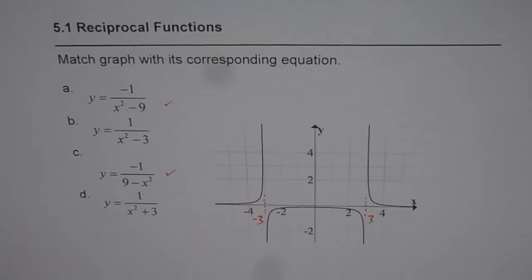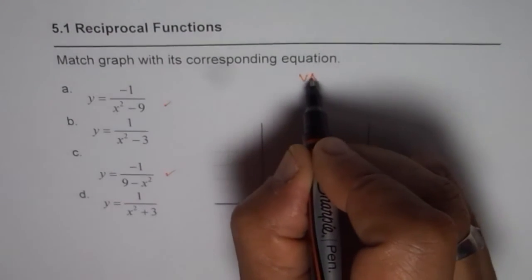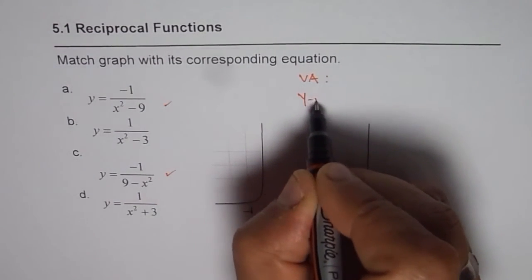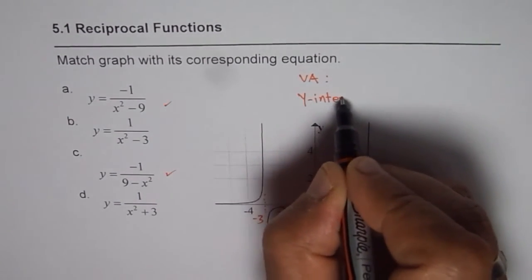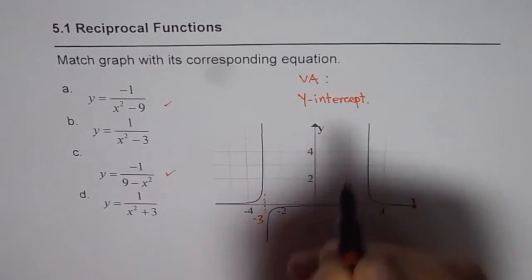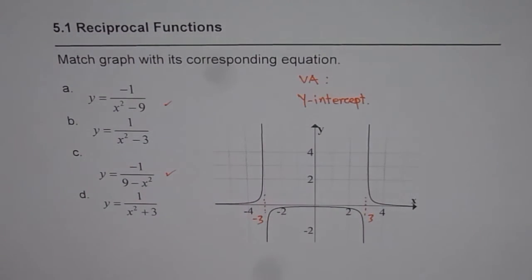Now out of these two options, which one is correct? How to find that? Now the best way to find that is to find the y-intercept, right? So first we check the vertical asymptotes and then we check the y-intercept. I'm actually trying to give you good ways of matching the two.